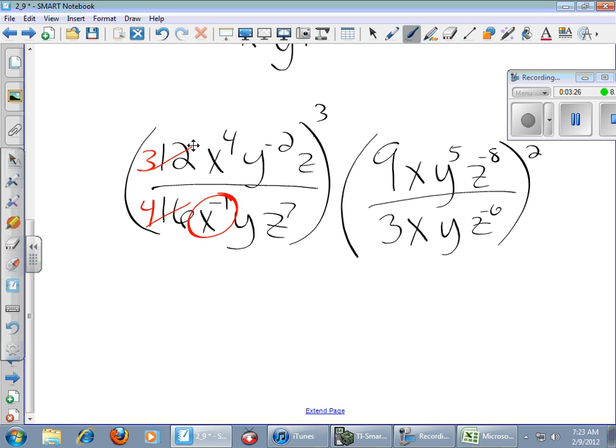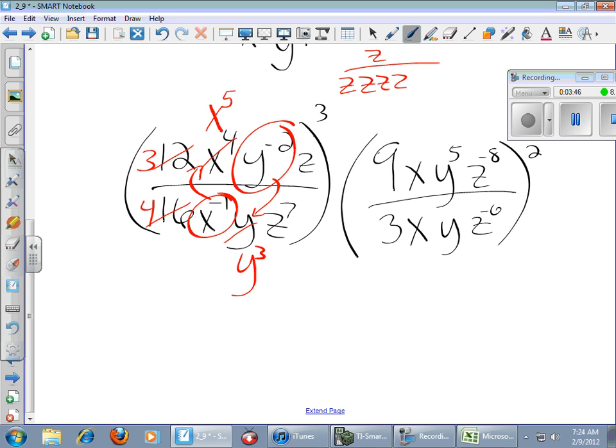Okay, I know this negative exponent is going to take him upstairs, causing me to have an x to the 5th in my numerator. All right, this negative exponent will cause him to go downstairs, causing me to have a y cubed in my denominator. These guys won't move, but these guys are like z over z times z times z times z times z times z times z. Those can cancel out, leaving 1 over 6 z's being multiplied, and that would be z to the 6th in the denominator.